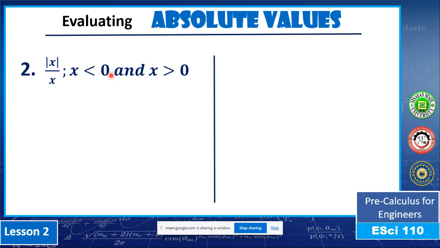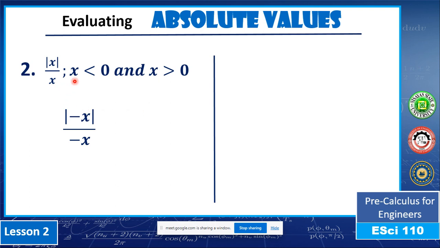So I think you can find this in your module. The absolute value of x all over x, such that the first condition is x less than 0, and the second is x greater than 0. When we say x less than 0, these are negative numbers, right? Numbers less than 0 are negative integers. Then we also have x greater than 0. These are positive numbers. So let's try to solve first those x that are less than 0, the negative numbers.